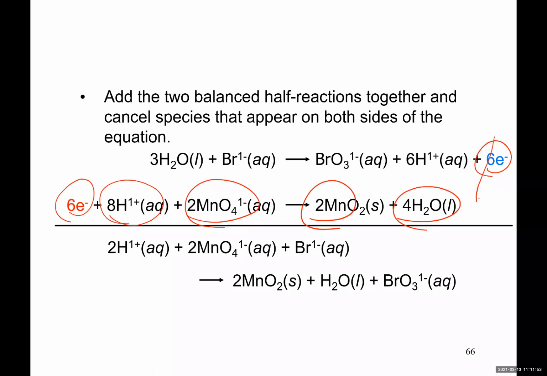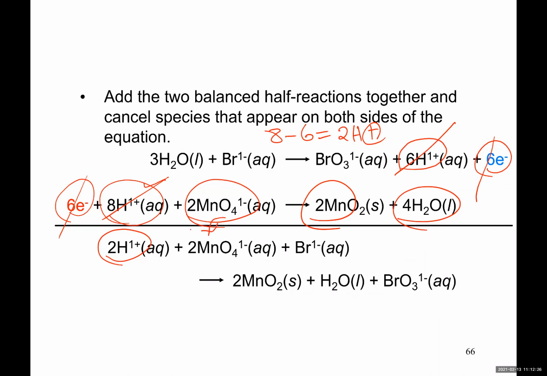Can I cancel these two from each other? So what am I left with on the left-hand side? Can I say there are 8 hydrogens here? On the opposite side, I have 6 hydrogens. So 8 minus 6. What is 8 minus 6? 2 hydrogen. There are extra 2 hydrogen left on the left-hand side. So I got 2 hydrogens left when this and this are canceled.